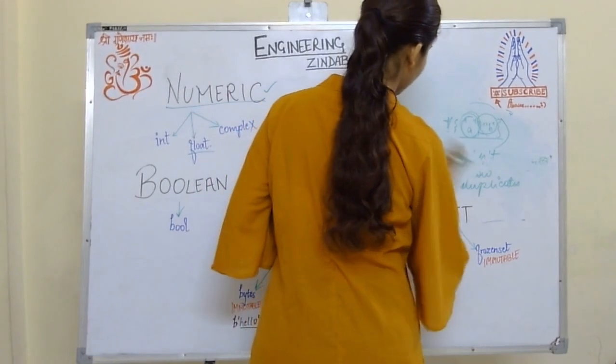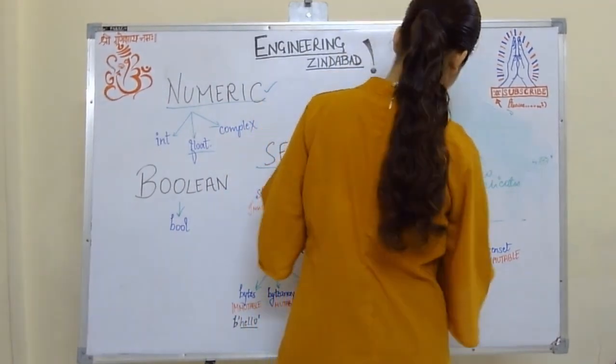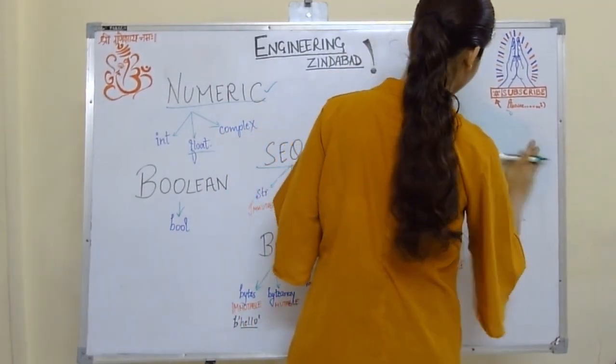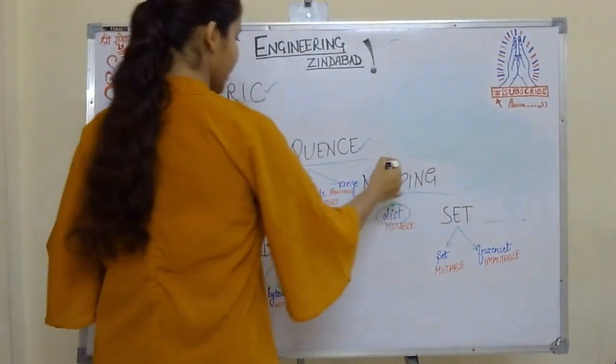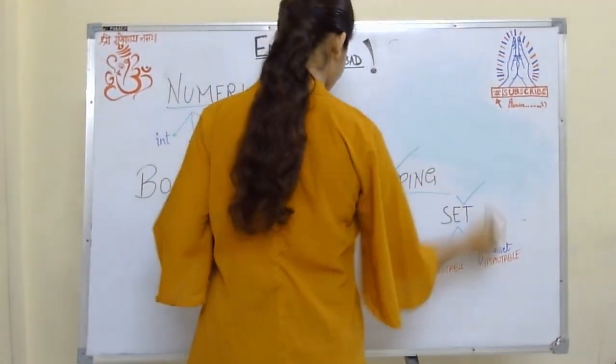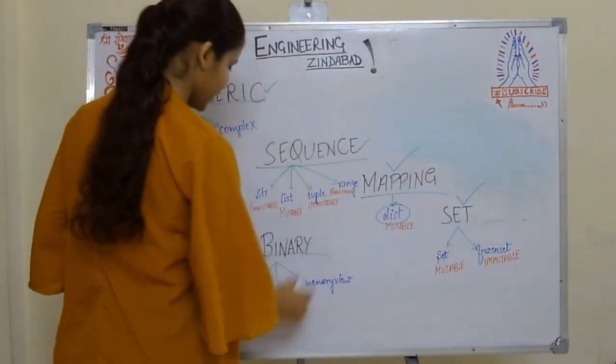Okay, so let's move to the next data type. We are done with the mapping one, and the sets also we are done with. Now binary is left.